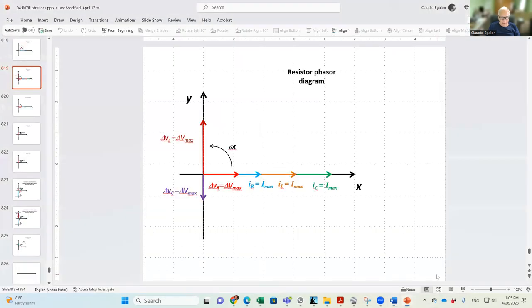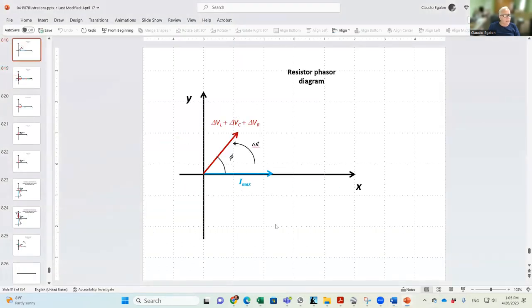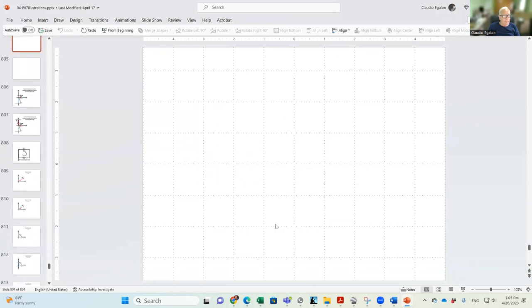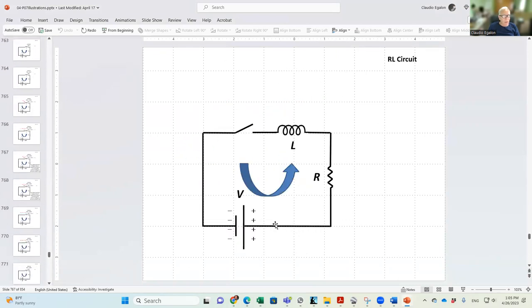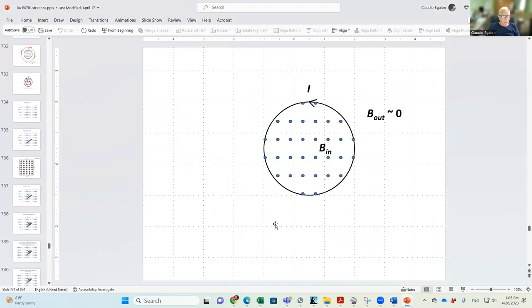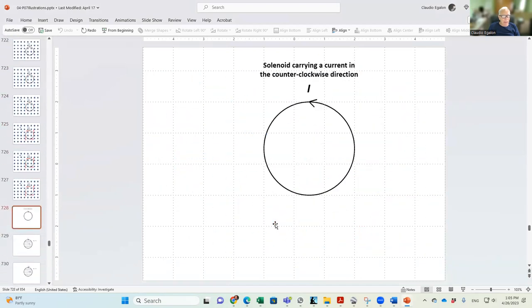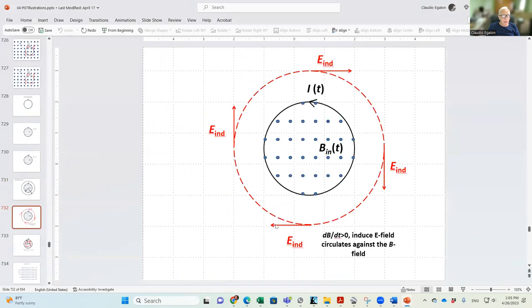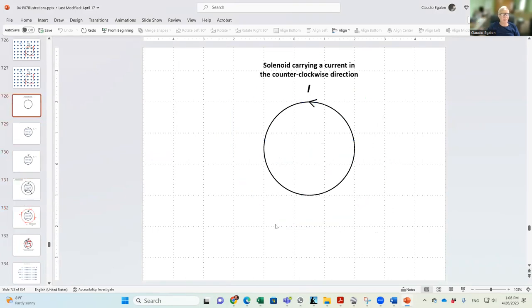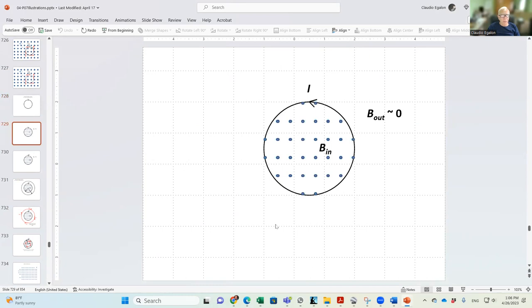And I have a very good illustration for that. You must have seen it before, but I'll just brush it up very quickly. Let's see here. Oh yeah, right in here. This one you must remember, right? Here you go. Carrying a current in counterclockwise direction. Yes, this induced, okay, this induced.